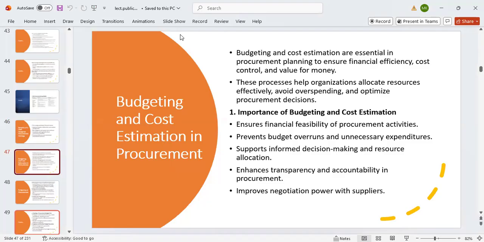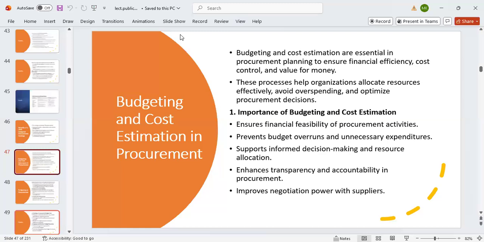Another one, budgeting and cost estimation in procurement. It is very important that you do a proper budget or aggregation of cost within your procurement proceedings, right from the planning stage to the auditing stage or disposal stage, so that you can create value and control your cost. If you leave things anyhow, people will take advantage and encourage corruption and fraud within the system. So proper budgeting is very important.